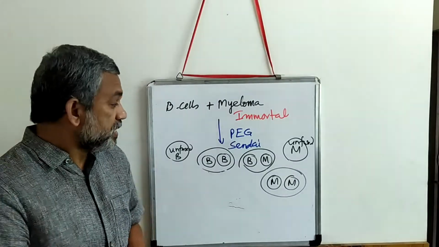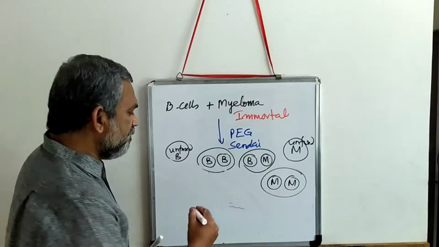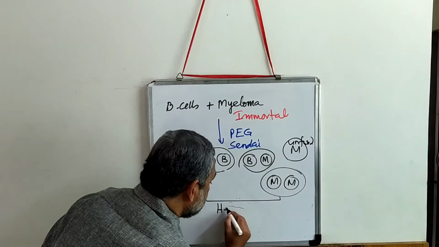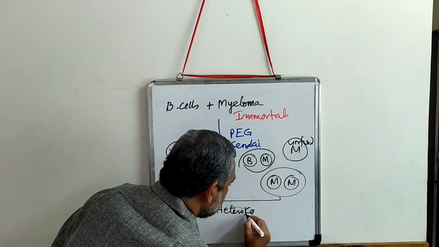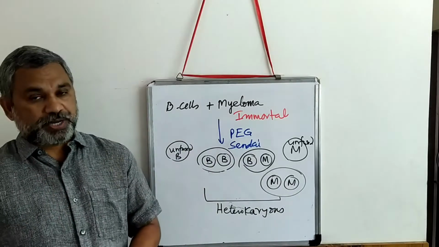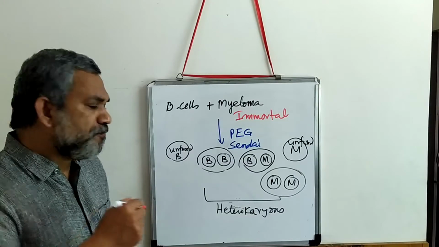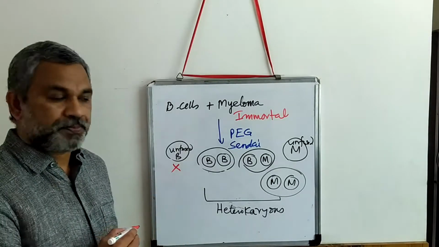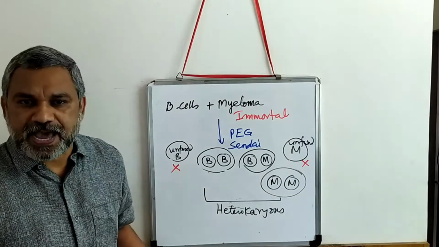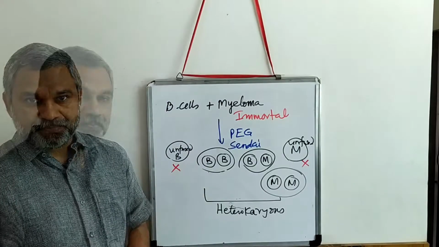These are the various possibilities. Our interest is in fused cells. Now in these fused cells, we shall call these fused cells as heterokaryons. Now over a period of time, the unfused B cells will die, and the unfused M cells, we are not interested in that. We are interested only in these heterokaryons.